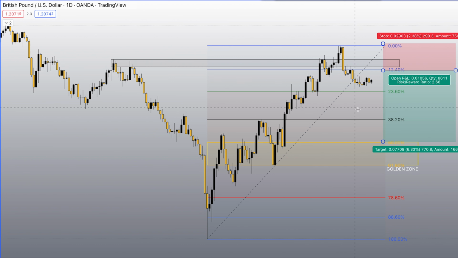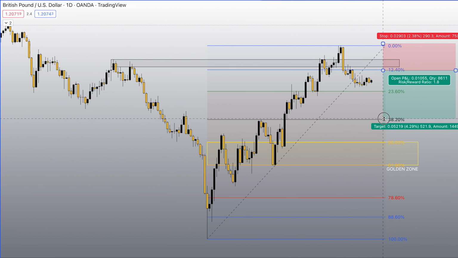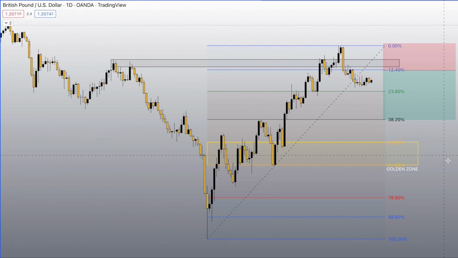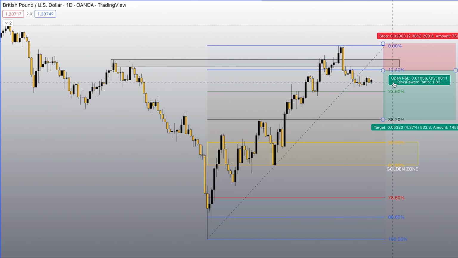Okay, now you say, well, what if it doesn't go all the way to the golden zone? Okay, well, put your target at the 38. Either way, you have a really good risk to reward. You're looking really solid, and you have a lot of opportunity for a number of pips with good risk to reward.